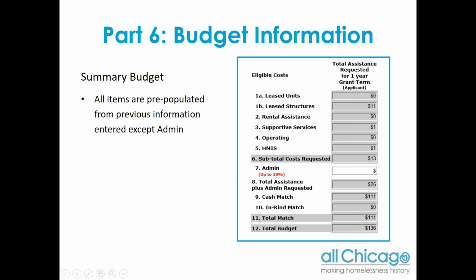And this is just a sample budget. This summary budget is what's going to pre-populate at the end for you to see what your budget looks like. I always recommend that everyone go for the 10% of admin from HUD. So that's one thing to look at as well.